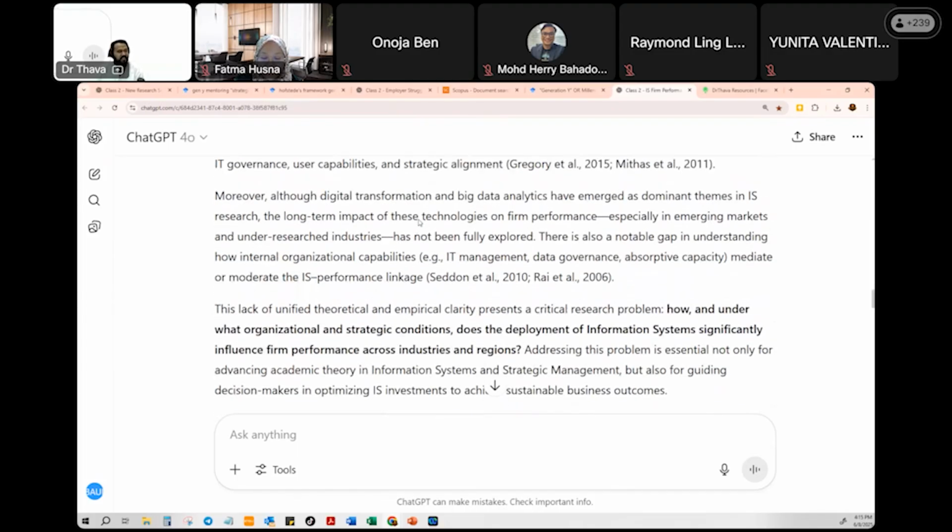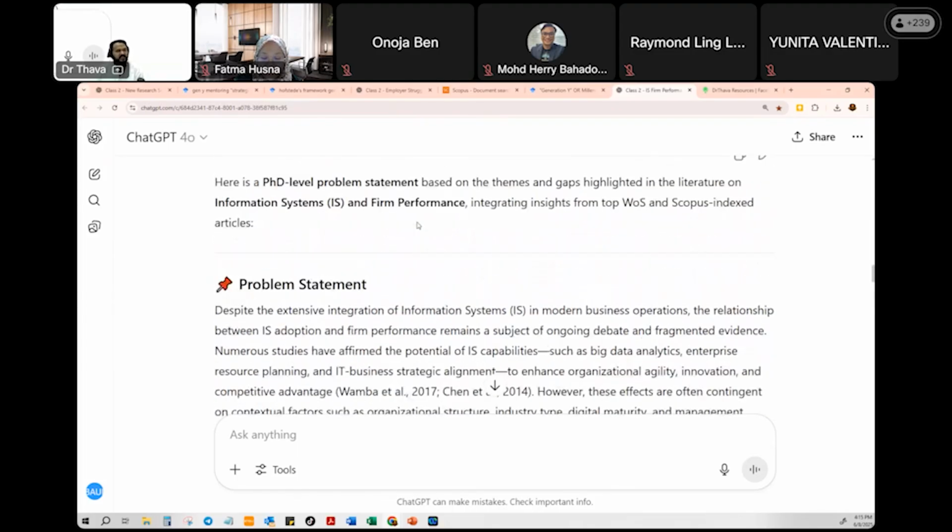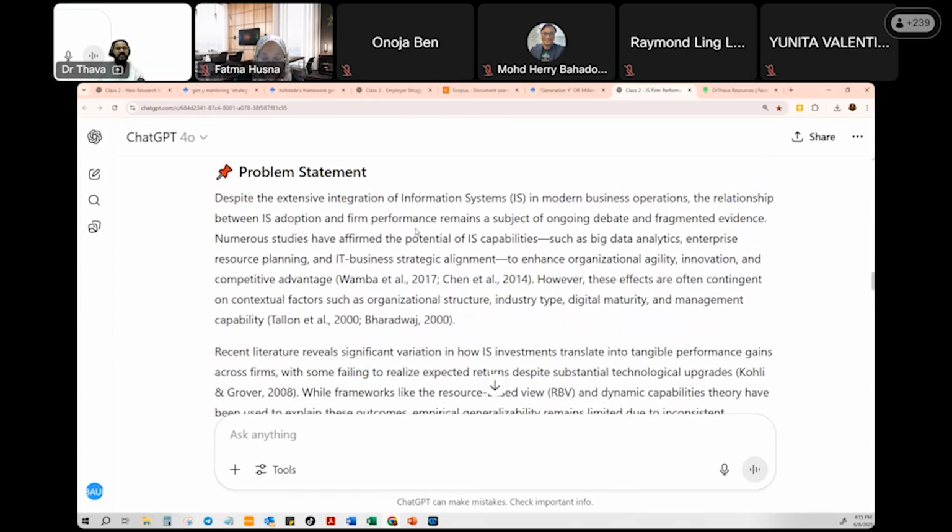For a PhD, this problem statement is not enough. It's more of a bachelor standard. That's why AI is a very good fit for bachelors. Not really. Scopus AI is actually quite good.